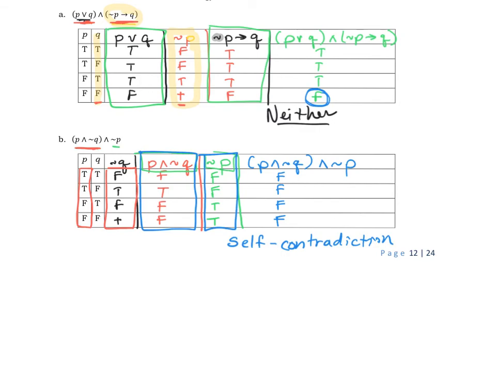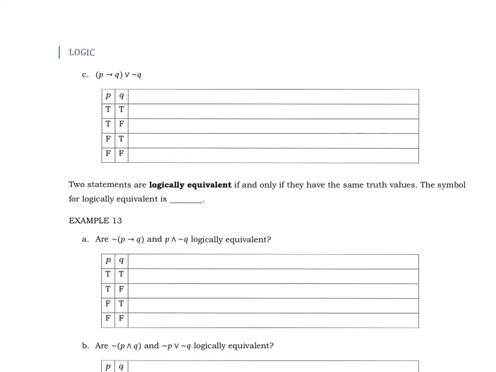On to example C. In example C, the first thing we're going to do is this parentheses, this conditional, and remember the only one that was going to be false in this case was a true false. Everything else will be true. Next we're going to need the negation of Q. And that will be false, true, false, true.